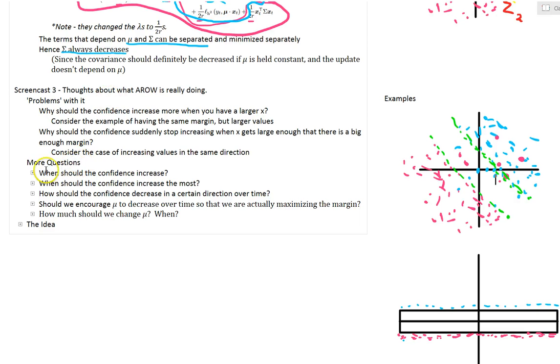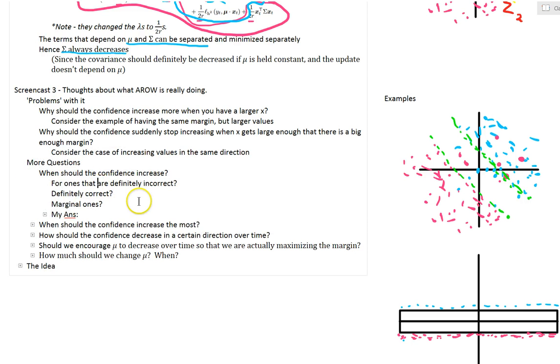Right. So I have more questions. When should the confidence increase? Should it increase for ones that are definitely correct? If we consider this point here, which is definitely correct, should we say, okay, since that was correct, we should increase our confidence? I would say no, since the direction of our vector should really depend on these marginal points, right? Whatever we have here shouldn't affect the direction of our vector because it's definitely classified right no matter what.